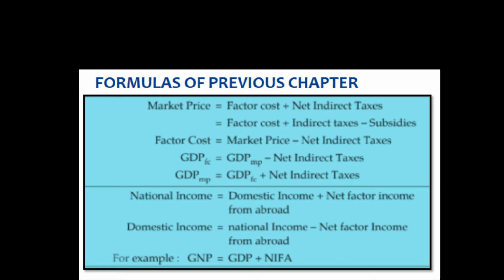National income equal to domestic income plus net factor income from abroad. That is, whenever we are going to find NNP at FC, it's always NDP at FC plus NFIA. Domestic income, that is NDP at FC, equal to national income, that is NNP at FC, minus NFIA. For example, GNP equal to GDP plus NFIA.